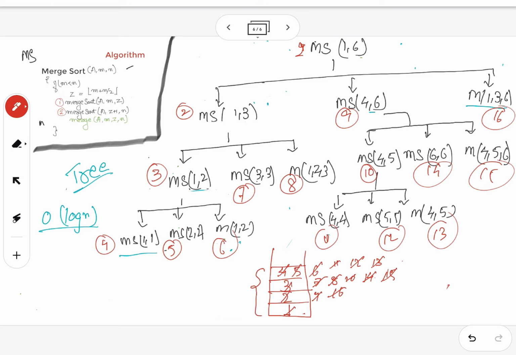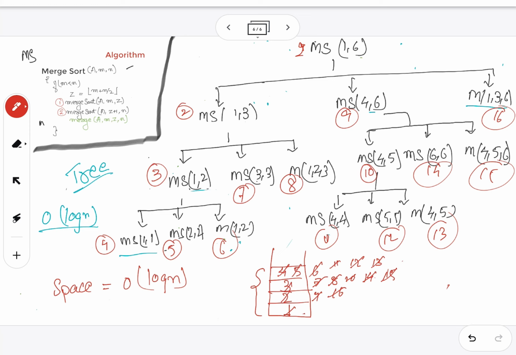For n equal to 6 it is 4. Depending on the input, it can be different. That's how the height of the tree comes into the picture. For the stack, the space requirement is order of log n only. This is the height of the tree, so that's the amount of space we require. If we have 16, then we get 4.